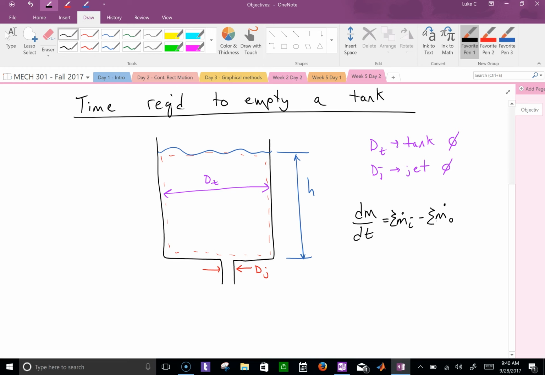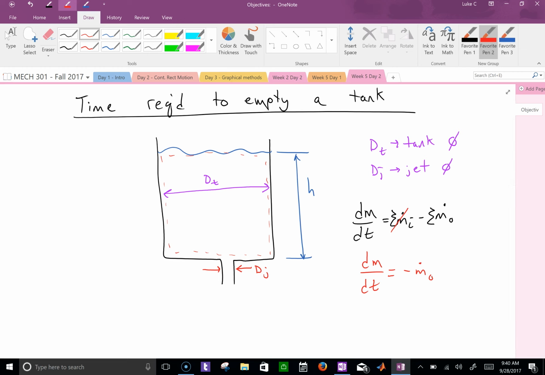But in this case, is there any in? No. So we can cross that one out. Unless it's raining, sure. So we have that: dm dt equals negative m dot out.